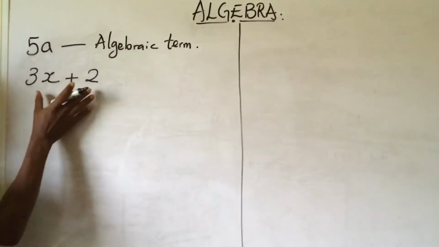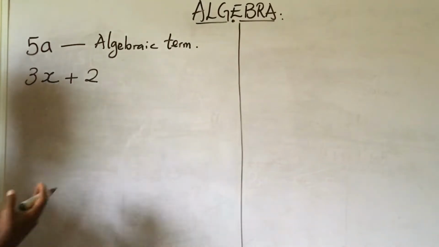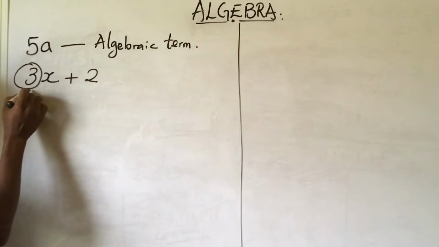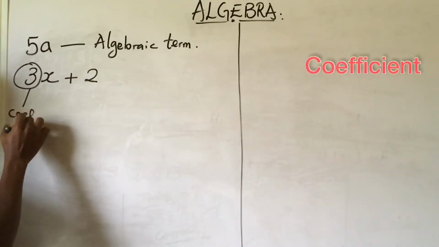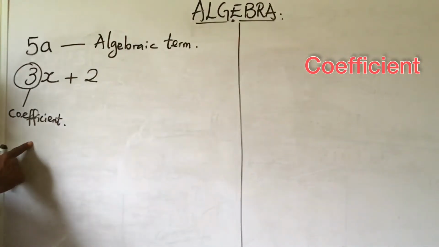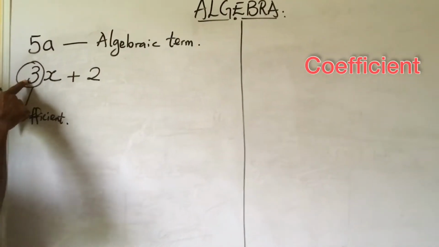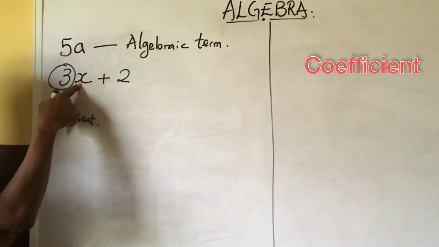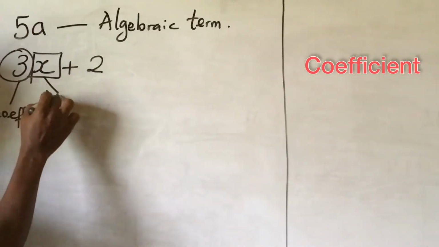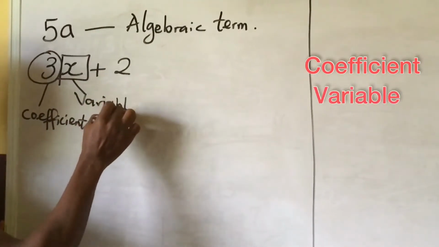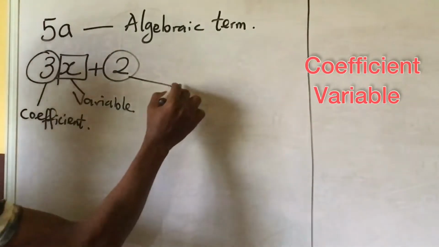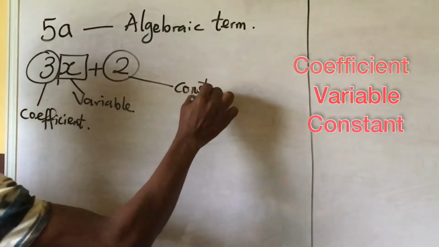But then I will use this algebraic term to define some terminologies in algebra. One of which is this 3 you're seeing here is called the coefficient. So 3 is the coefficient of x. Are you with me now? This x you're seeing here right now is called the variable. And this 2 you're seeing here is called constant.